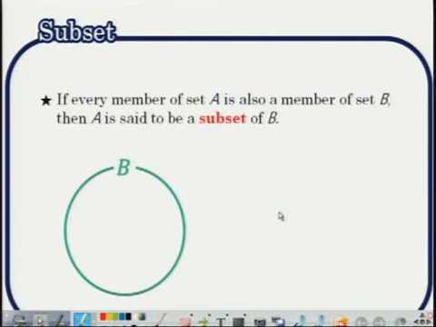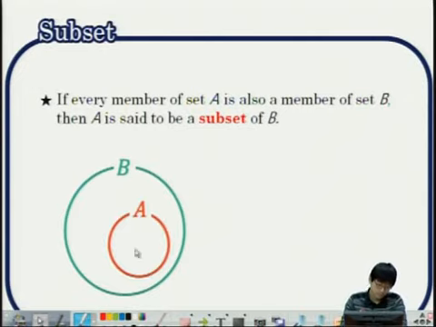So now we are going to learn about subset. If every member of set A is also a member of set B, then A is said to be a subset of B. So we draw like this, and before we start here, this drawing is called a Venn diagram. I'm gonna give you the spelling. Actually, we say this as a Venn diagram.